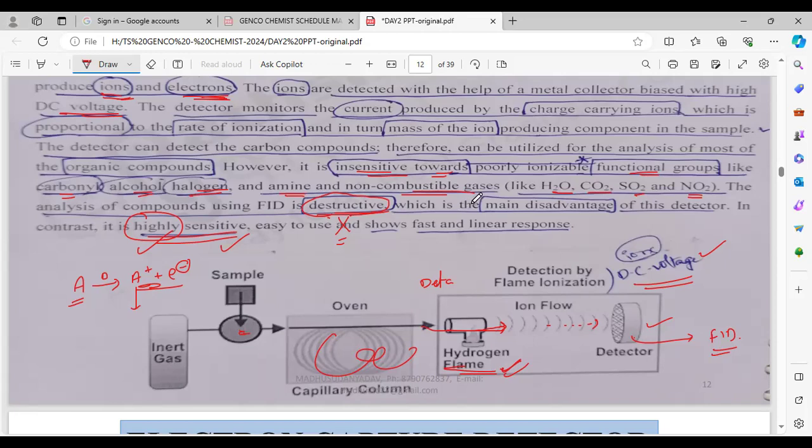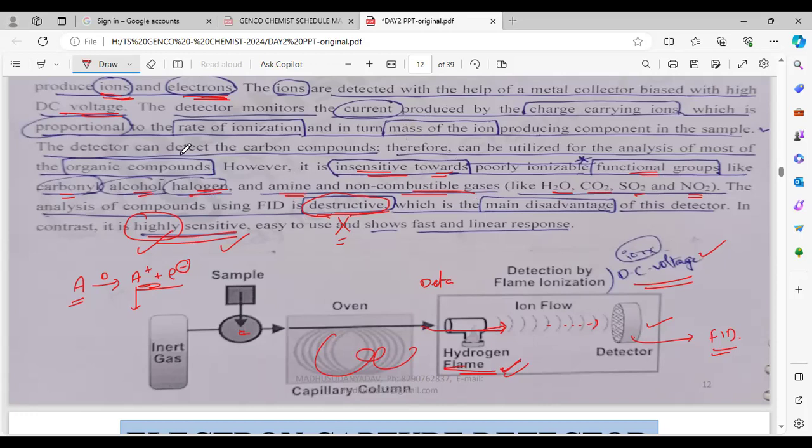So the advantage is highly sensitive. The disadvantage is destructive type. And some functional groups like carbonyl, alcohol, halogens, when they are present, it does not detect them. Okay. And DC current is used in this.